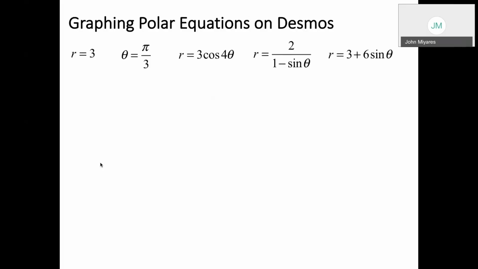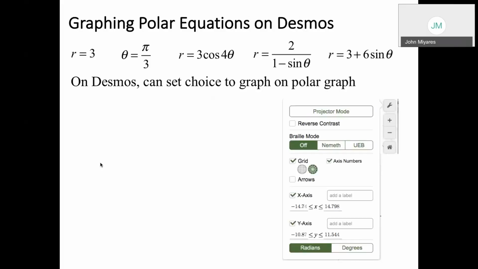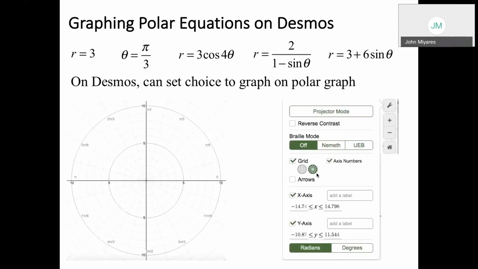Let's say I asked you to graph these particular equations here, most of which we've already looked at in previous examples in this presentation. Once you open up a new graphing window in Desmos, you want to click on that little wrench in the upper right-hand corner. There's going to be an option to change your graph from rectangular mode to polar mode right below where it says grid. Selecting this option will give you something like what you're going to see to the left here that I can zoom in and zoom out of to get the ideal viewing screen.